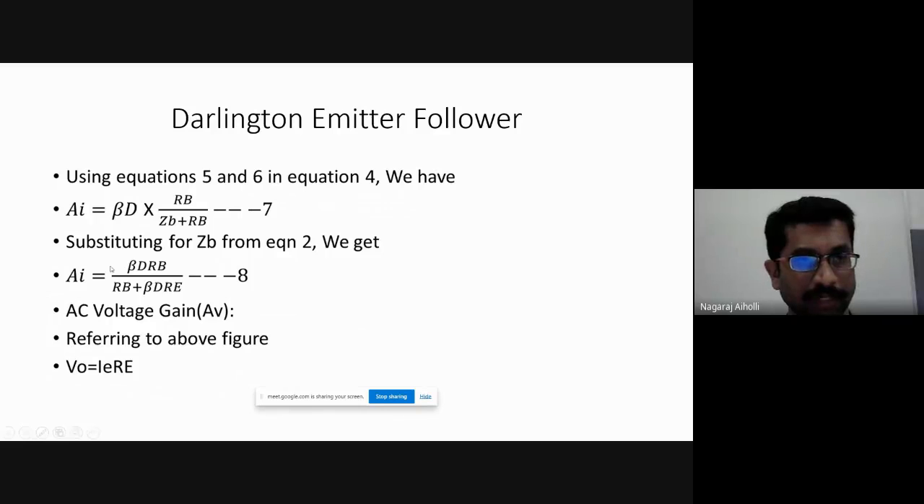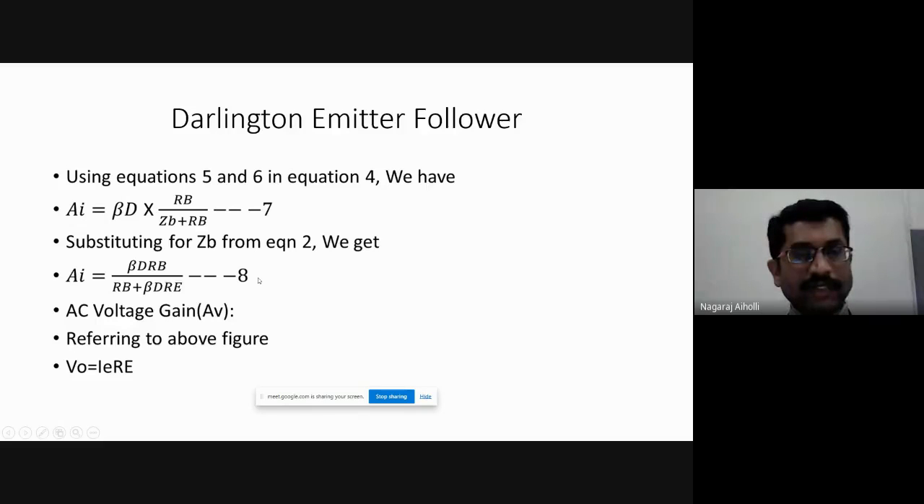Therefore, AI will be beta D RB by RB plus beta D into RE. AI will be equal to beta D into RB divided by RB plus beta D into RE. Take it as equation 8. This is the equation for the current gain.